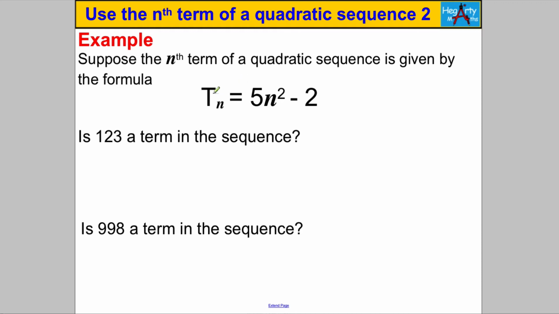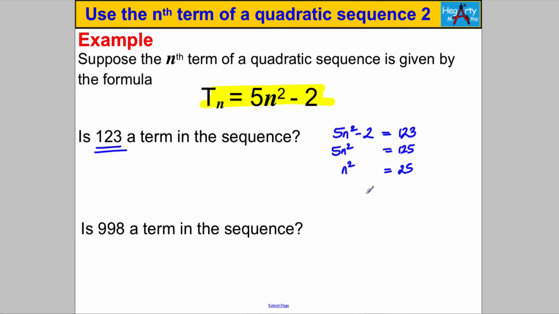Well, this time we're given the nth term of a quadratic sequence is 5n squared subtract 2. We're asked, is 123 a term in the sequence? If it was, then 5n squared subtract 2, the nth term, must equal 123 for some whole number n. Let's add 2 to both sides. 5n squared would therefore be equal to 125. Let's divide both sides by 5. I would get therefore that n squared would be equal to 25.